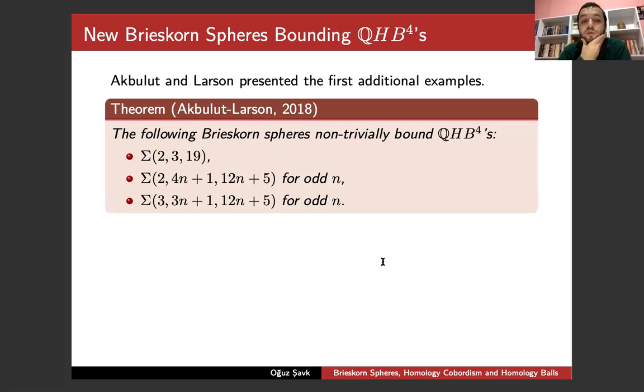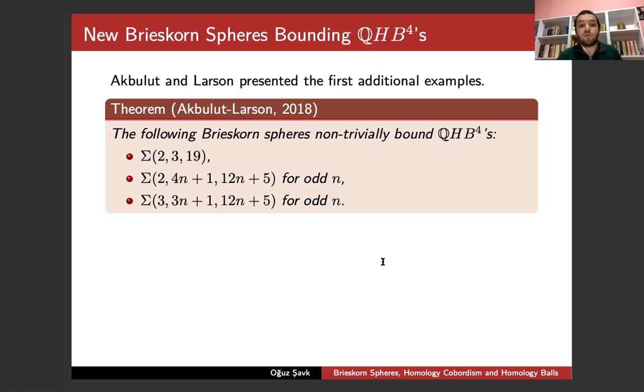Using this observation, they presented the first additional examples after Fintushel-Stern, and they showed that the following Brieskorn spheres non-trivially bound rational homology balls. Actually, you may see that the Brieskorn sphere Sigma(2,3,7), which is the example of Fintushel-Stern, remained a single example for more than 30 years, so the technique of Akbulut and Larson is very important and very influential.